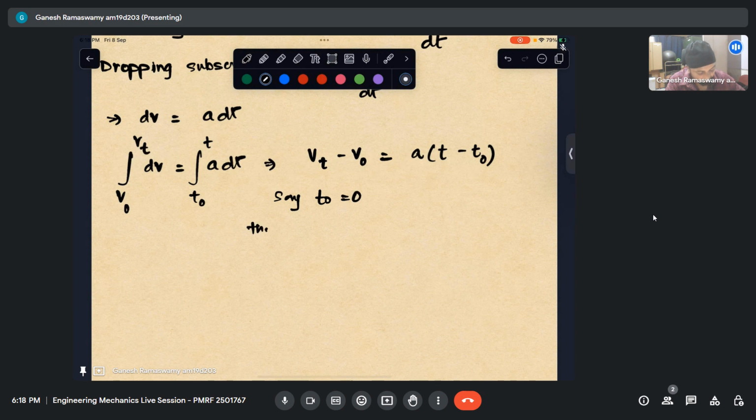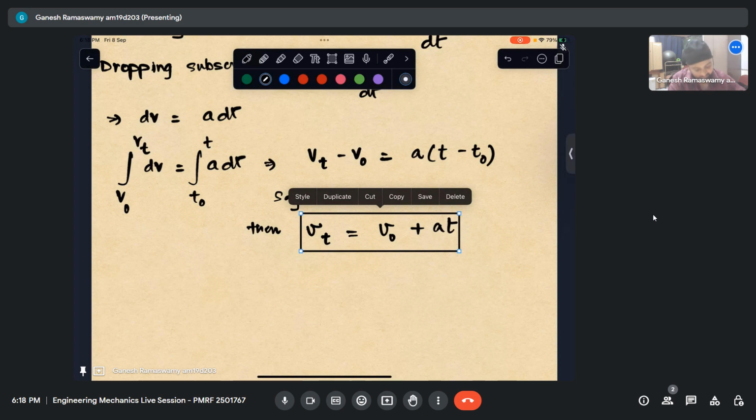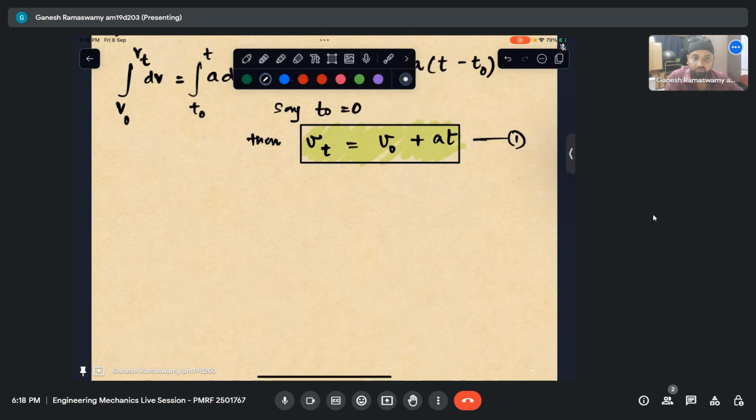So this we would remember, this will go by many names. So this is coming. So essentially we have one equation of motion here for a constant acceleration case.